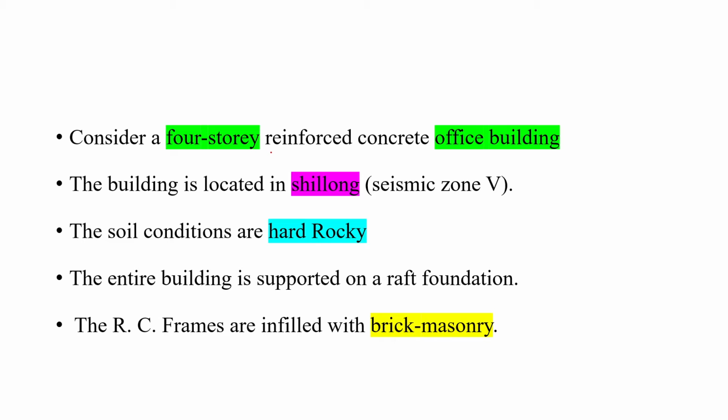Consider a 4-story reinforced concrete office building. Important points I have highlighted here: 4-story and office building. The building is located in Shillong, seismic zone 5. The soil conditions are hard or hard rocky. The entire building is situated on a raft foundation. The RC frames are infilled with brick masonry. This is the given data.